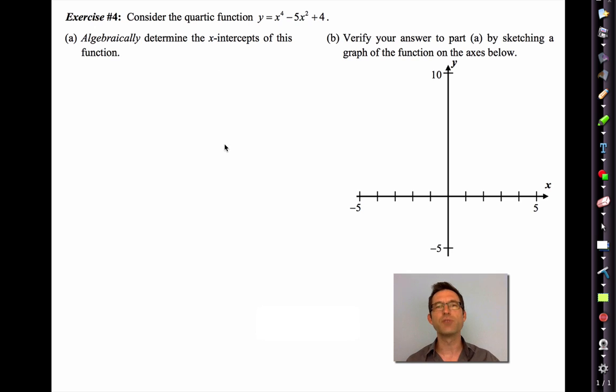So what I'd like you to do is pause the video right now and make an attempt at this. Try to algebraically determine the x-intercepts of this function, or the zeros, right? The x-intercepts, the zeros, the roots, all the same thing. The zeros of the function. Try to find those, okay? Pause the video now.